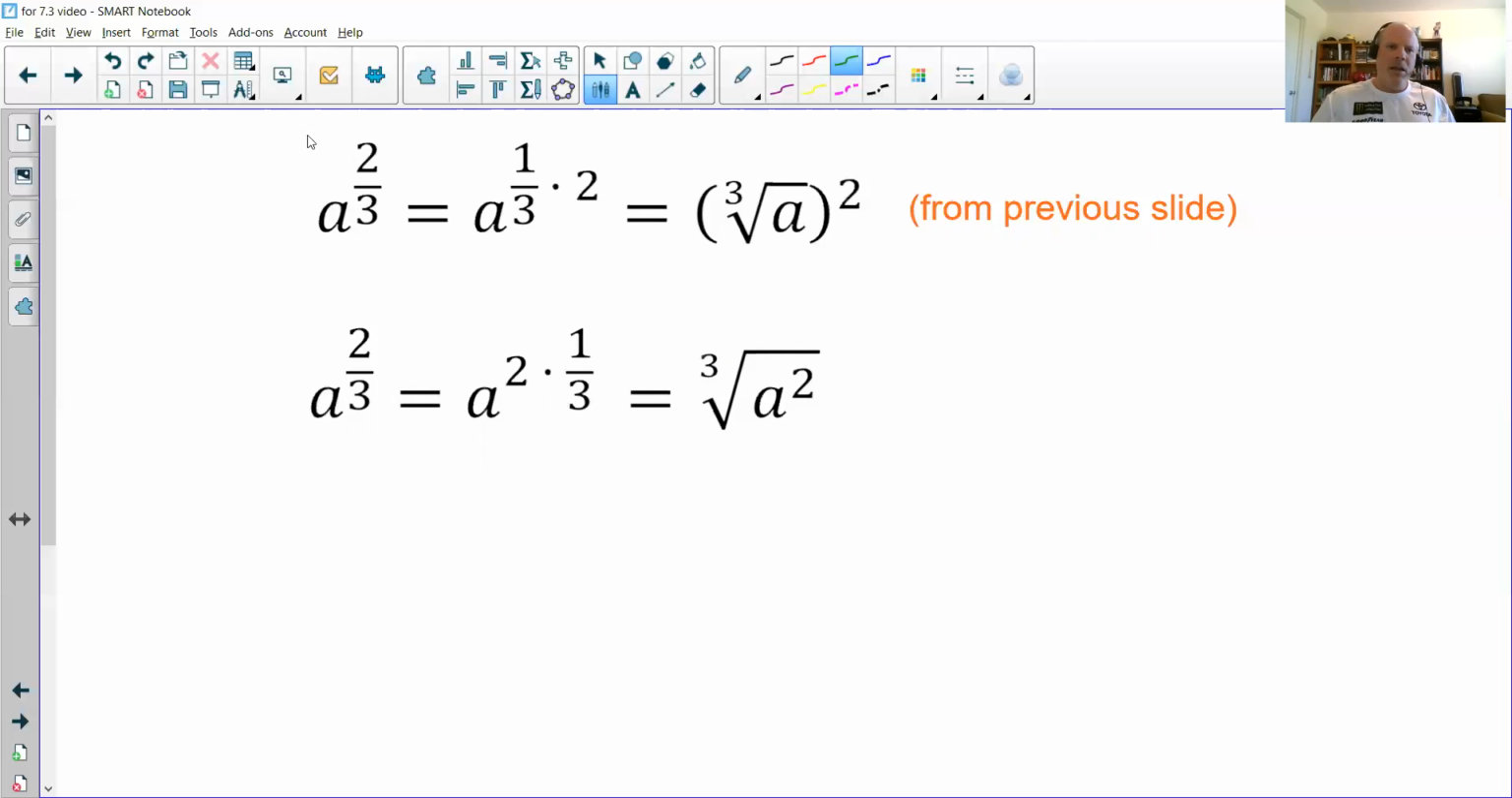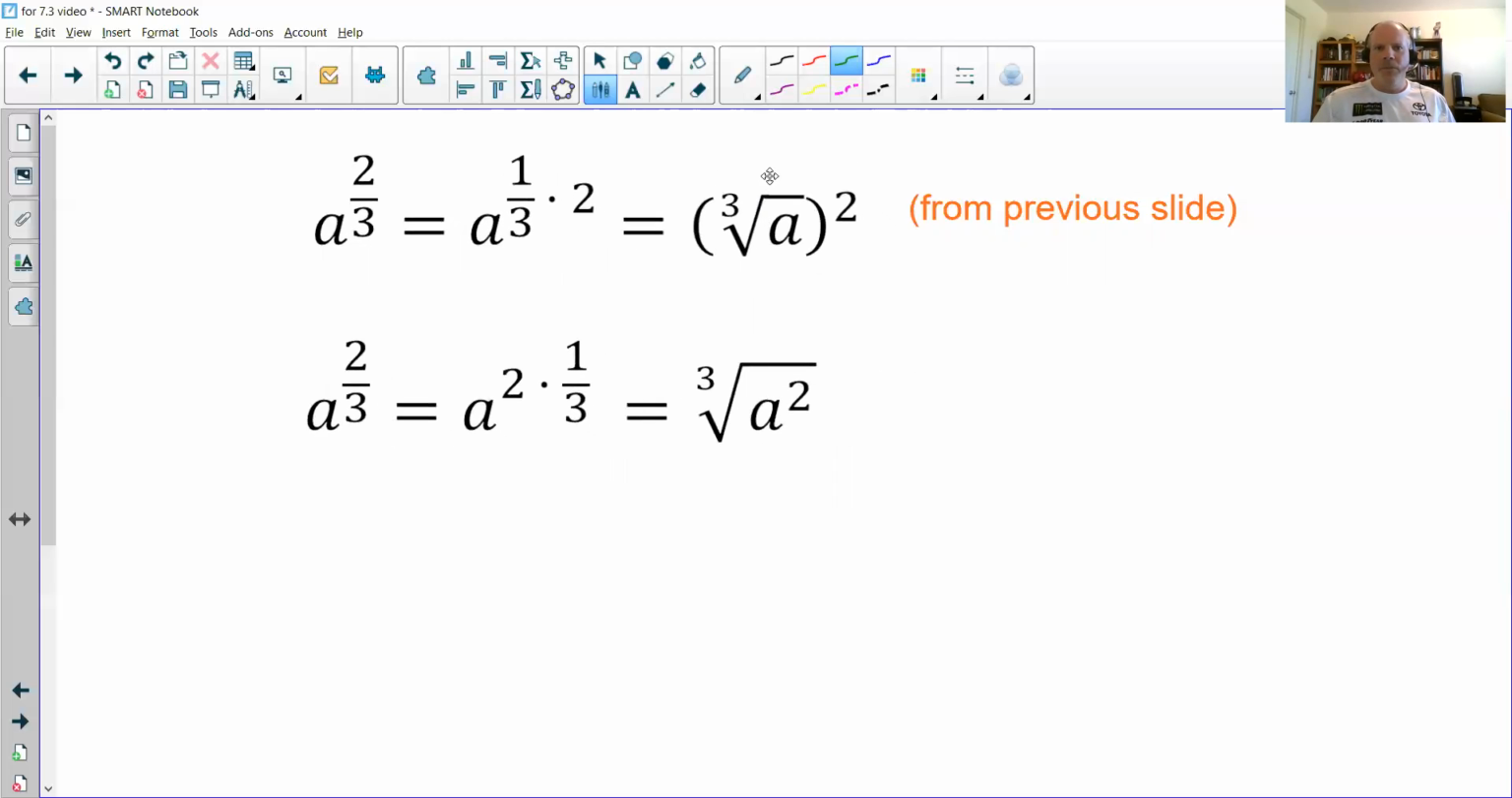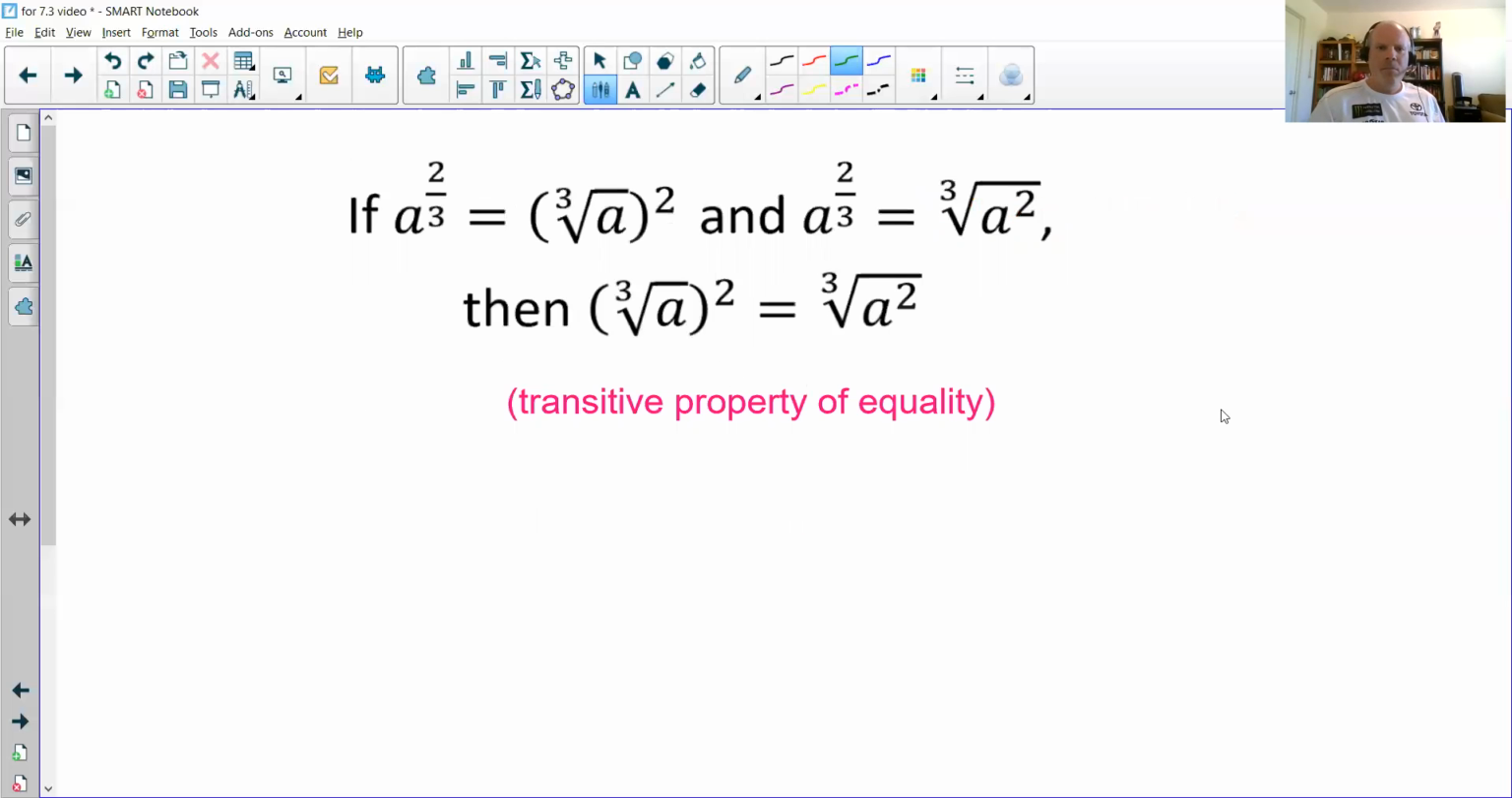So again, if a to the 2/3 equals this thing, and a to the 2/3 also equals this thing, then that means that these two things must be the same. And that's just from the transitive property of equality. So if I take the cube root of a and then I square it, that's the same thing as taking the cube root of a squared.